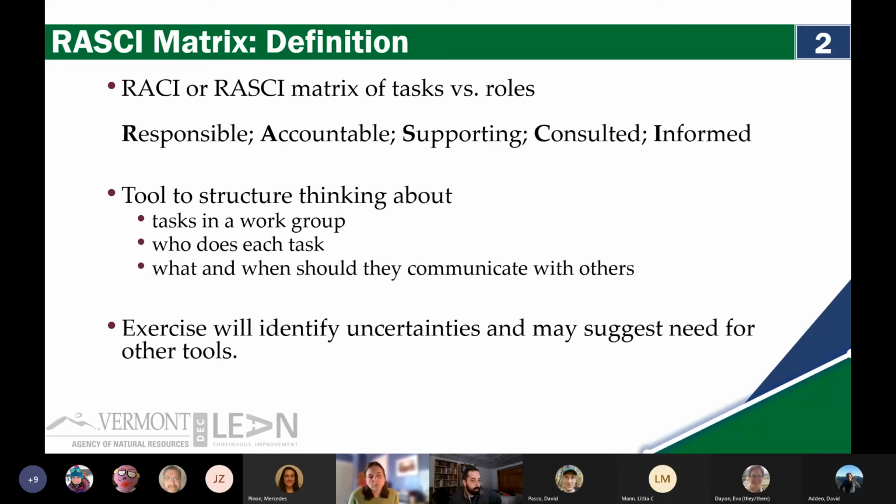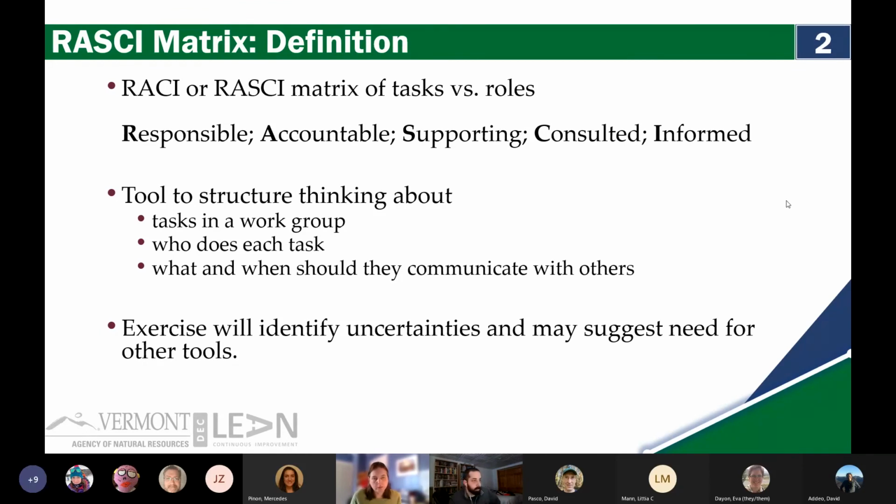The purpose of it is it's a tool to structure your thinking about what are the tasks in a work group. Hopefully you have some sense of that, but it makes you stop and think about those tasks. Who's doing each task? And in what way, and when and what level of information should they communicate with other people in their work group. And so it's a really simple tool, but it can trigger a lot of important conversations, I think.